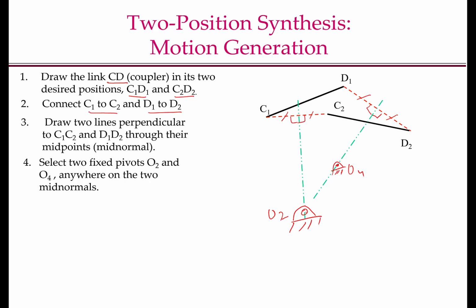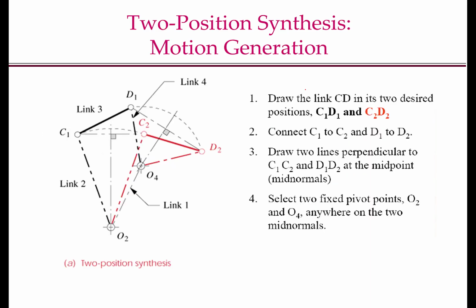So my final mechanism here is O2, O4 is my fixed link, O2C is one link, O4D1 is the other link, and C1D1 is my coupler. The figure on the left shows the construction in the previous slide. Note that in this case, it is not necessary that the mechanism has to be a Grashof mechanism. What is necessary is that the mechanism will continuously move from C1D1 to C2D2.